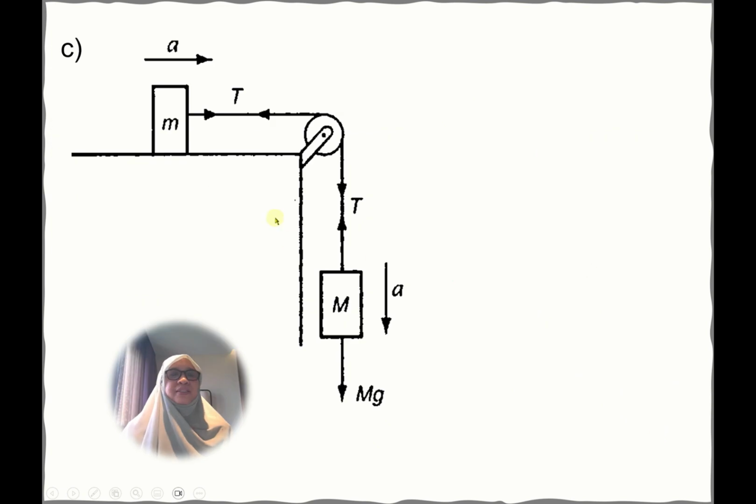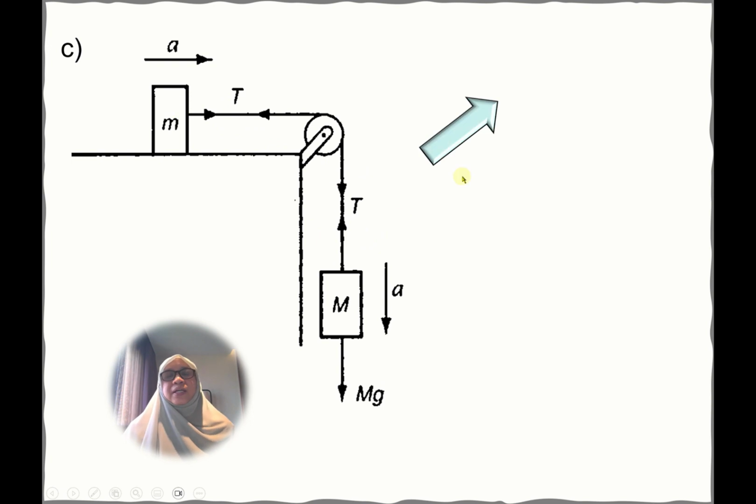Okay, and for question C, we have the direction of A to the right, and for the other M it is downward. So for the mass M here, the force that acts on it is the weight of this block, mg, and then the tension in the string, T, and then this is another T. So this one pulls the M downward.